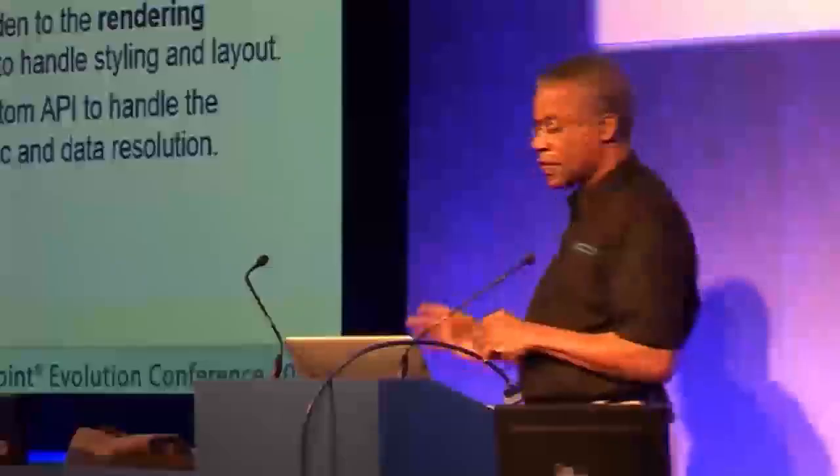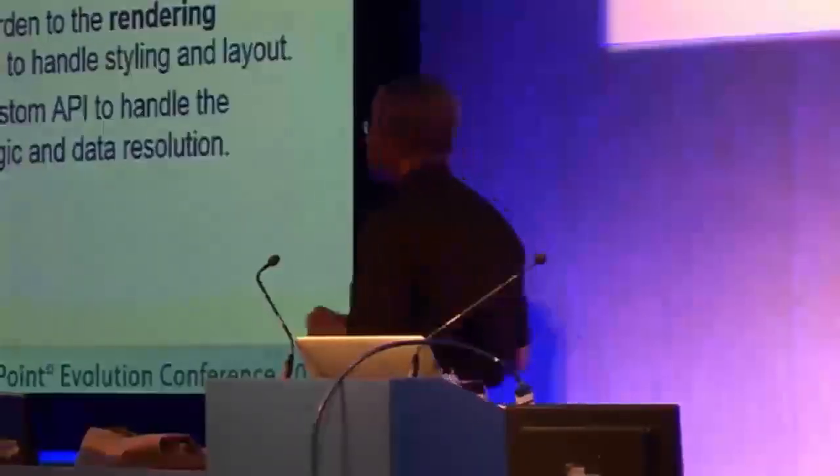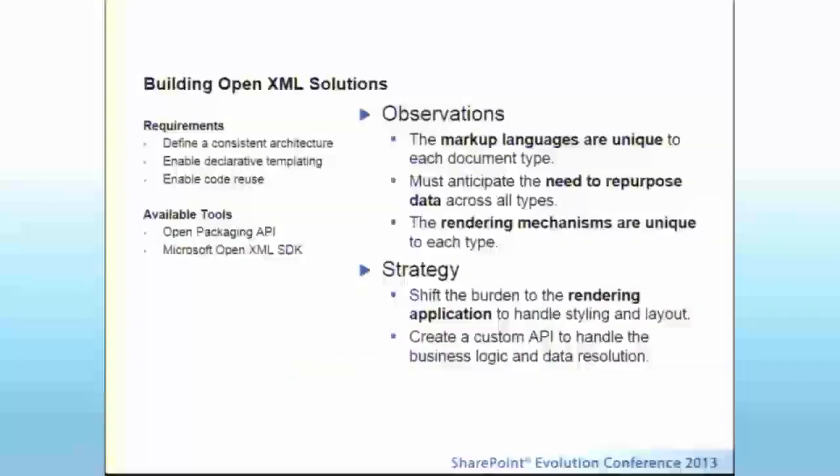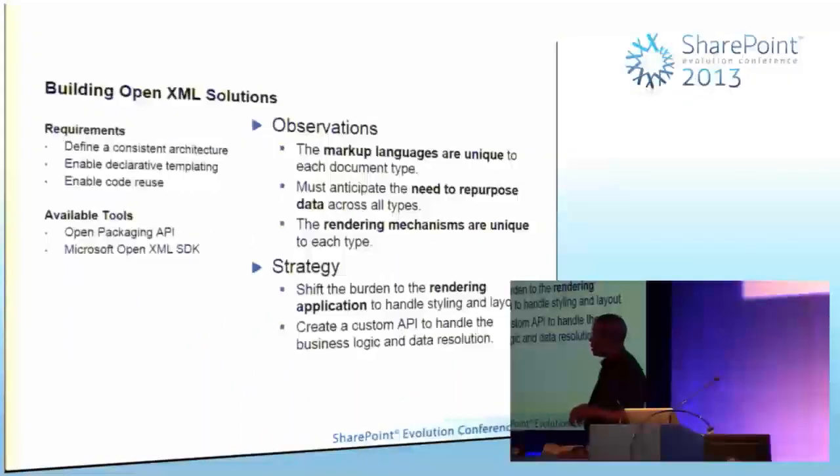So, what am I talking about? Okay, this is the same slide from the previous one, saying that you have to anticipate all the requirements that you want, but I've added this section for strategy. We want to shift the burden to the rendering application to handle all the styling and layout, similar to a browser dealing with HTML, right? And we want to create our own custom API to handle all the business logic and data resolution separately. If we can maintain these things separate, then we have a better chance of being able to define a flexible API and a more reusable template.